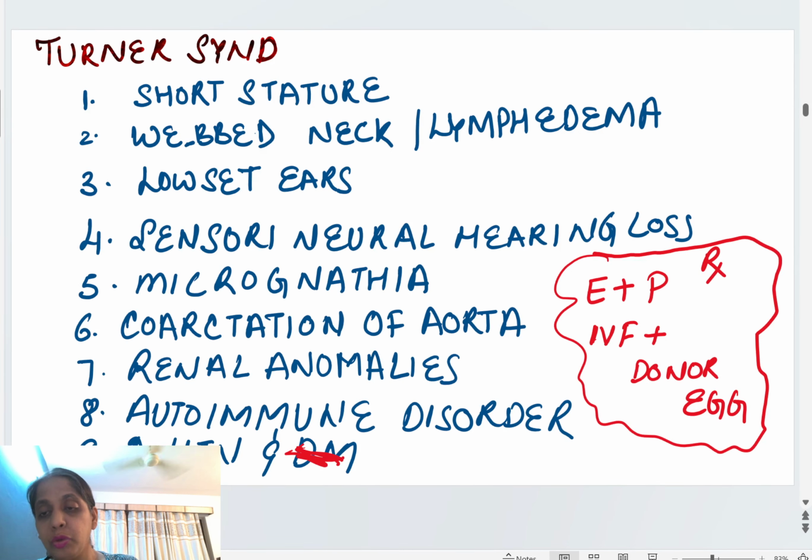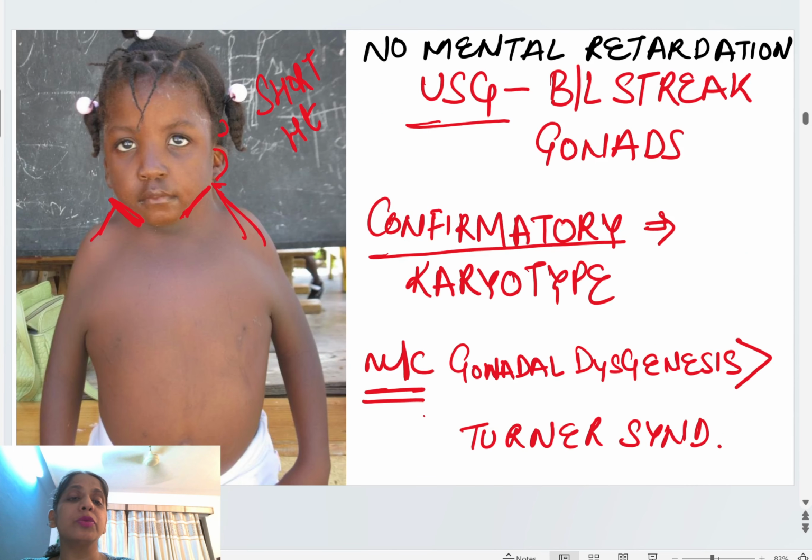So what investigations will we do? First of all, these girls don't suffer from mental retardation. Again and again I'm telling you. The ultrasound shows bilateral streak gonads, and if we want to confirm our diagnosis, we have to confirm it by karyotype. Okay, and the most common gonadal dysgenesis, where the gonads don't work.